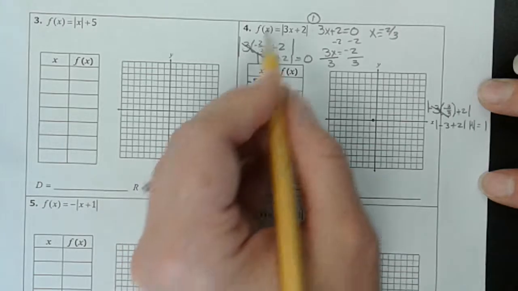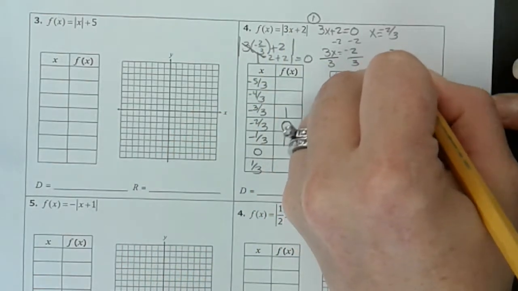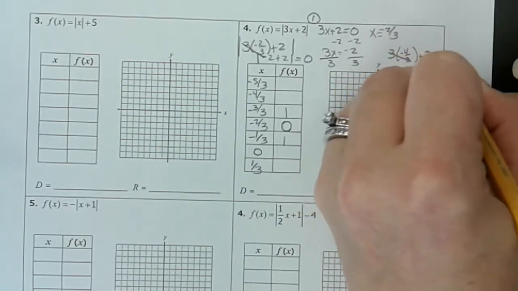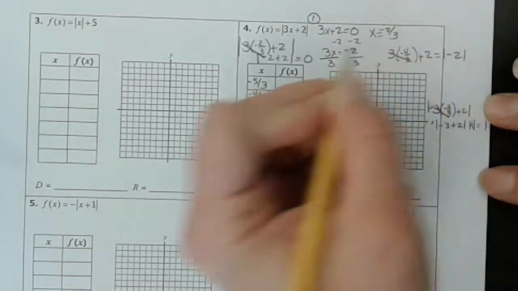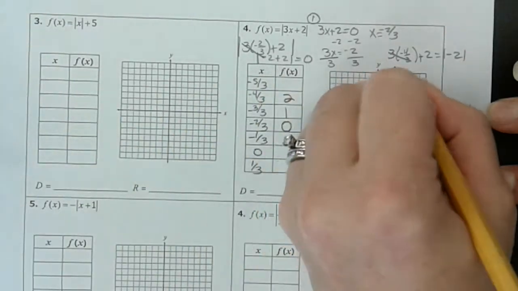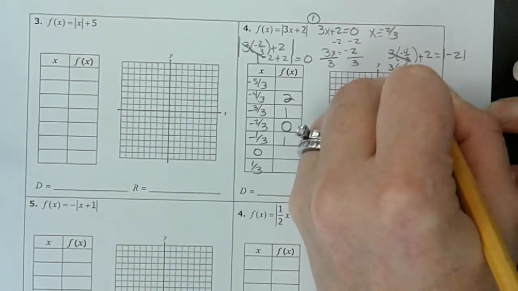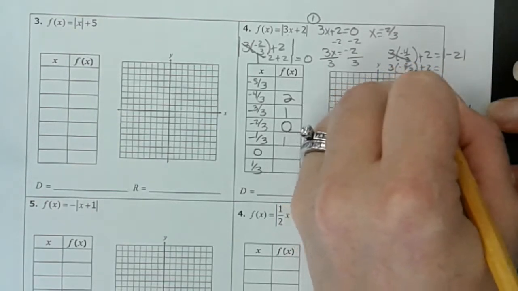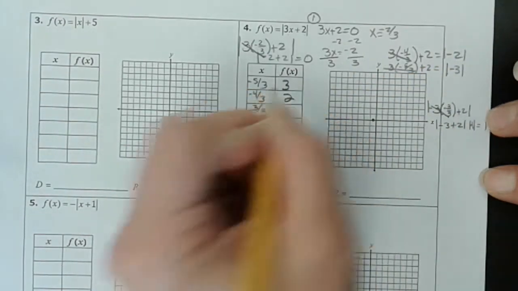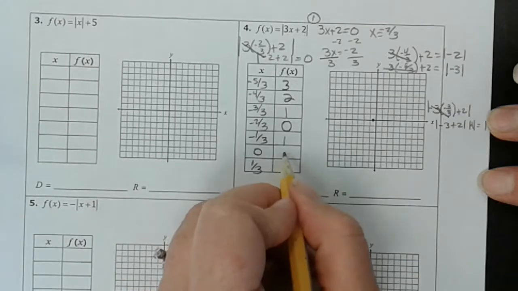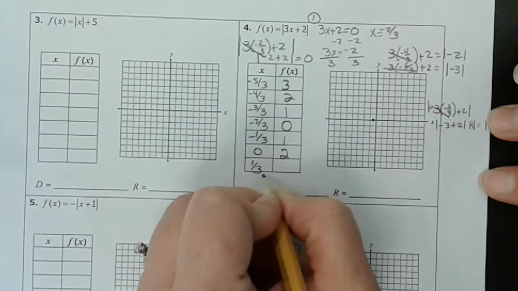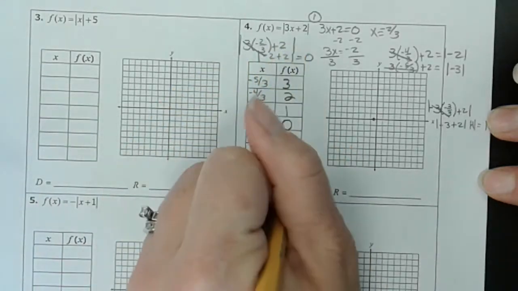All right, -4/3, we plug it in here. 3 times -4/3 plus 2, those cancel out. You have -4 and +2, which equals -2. The absolute value of -2 is 2. And then let's do 3 times -5/3. So that gives us -5 plus 2, which is -3. Absolute value of -3 is +3. Plug in 0. We get absolute value of 2, which is 2. You plug in 1/3, you get 1 plus 2, which is 3.